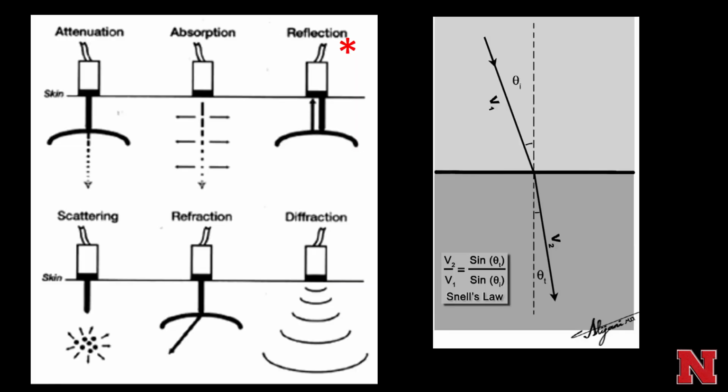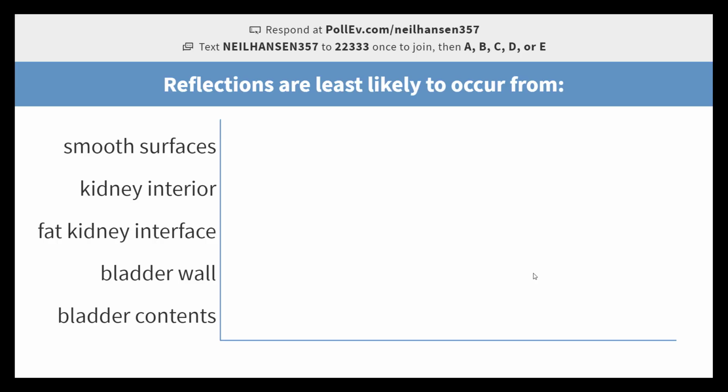When sound goes into the body, it can be attenuated, absorbed, scattered, refracted, diffracted. We discussed many of these last time. Specifically, we went over reflection, and here's Snell's law, which allows you to calculate the amount of refraction based off of velocities, or alternatively, the velocities based off of the degree of refraction.